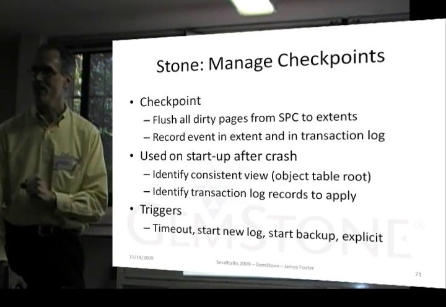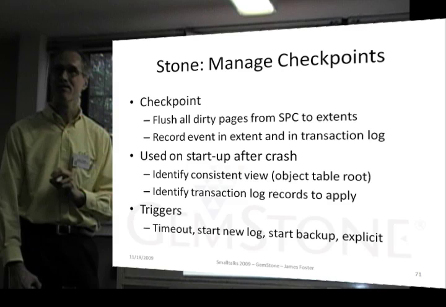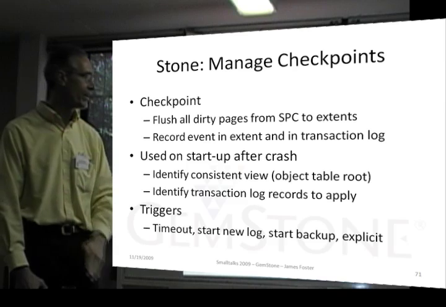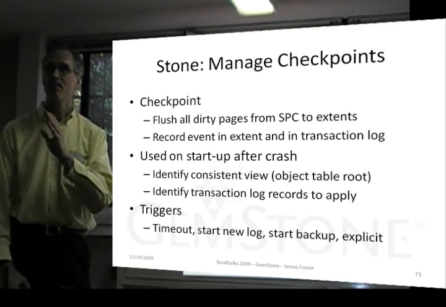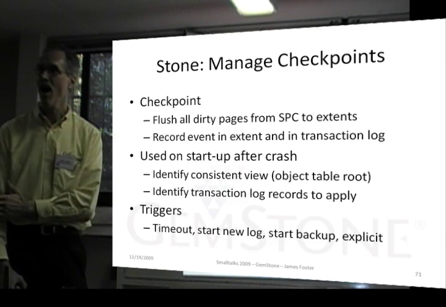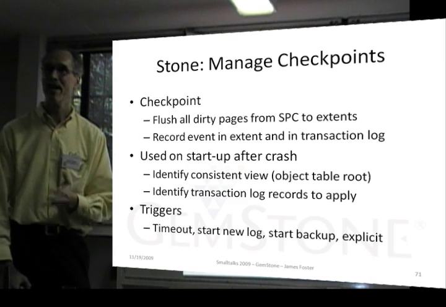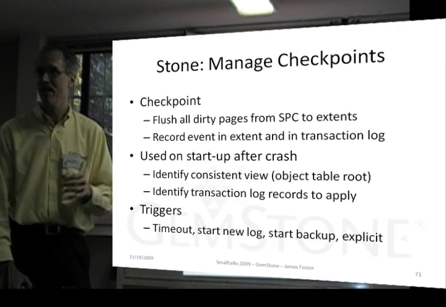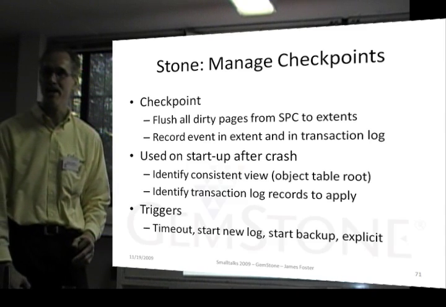The checkpoint is used for the startup after a crash, so we can identify a consistent view. It won't be the latest view, but it will be a consistent view. We know that we have a consistent view. We know which commit record is identified with that. And that will give us a point to say, okay, from this point on, we have to go to the tran logs. Or if you don't have the tran logs, then we'll just start from this point with a consistent view, having lost some. But if you have tran logs, we can replay them from that point on.